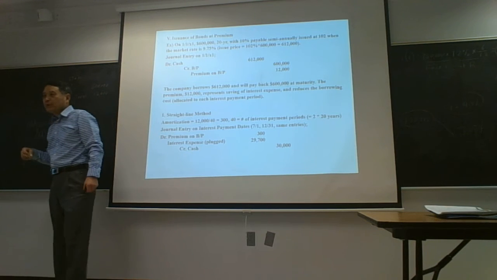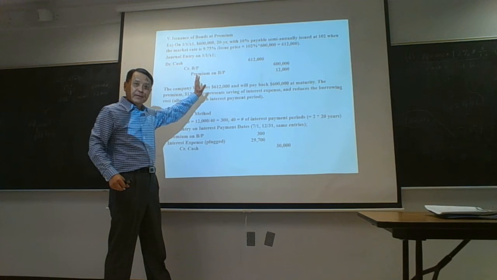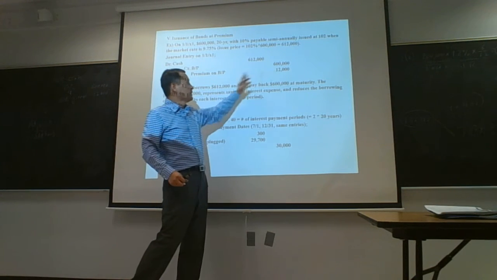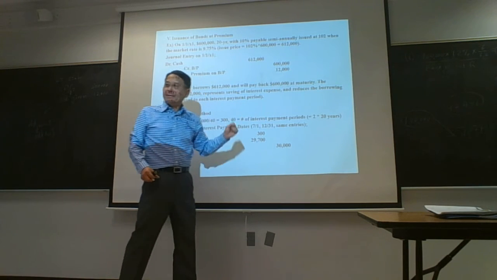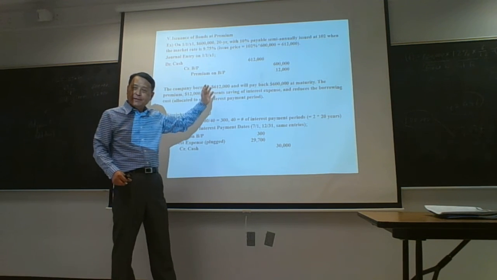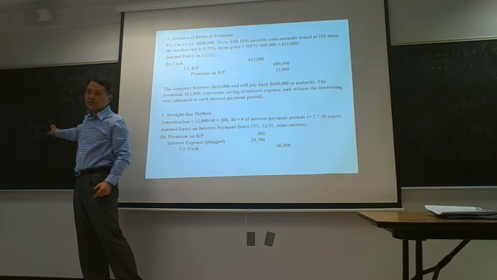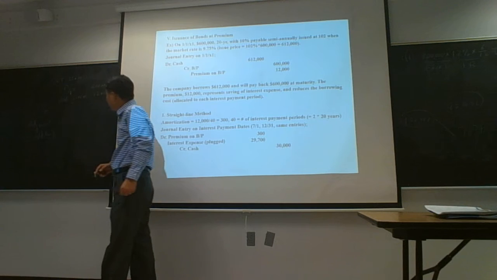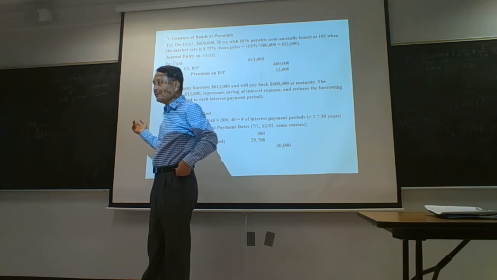Premium on bonds payable appears on credit. But this $12,000 is not revenue, even though this account appears on credit. This is not revenue, but it is called an adjunct account. Adjunct means addition. So the $12,000 premium on bonds payable is added to bonds payable.